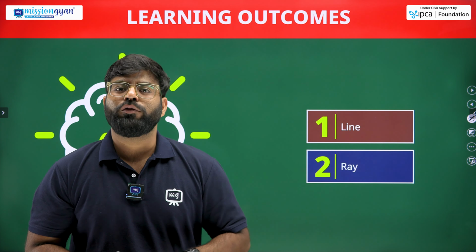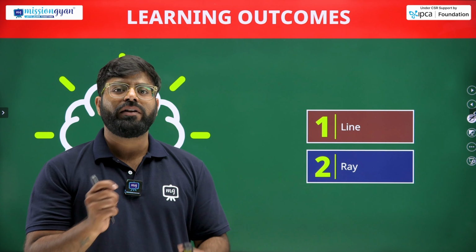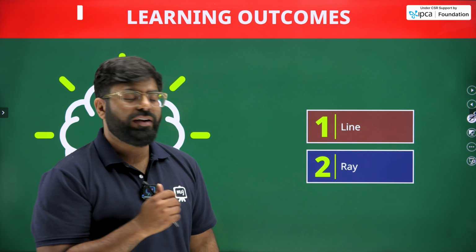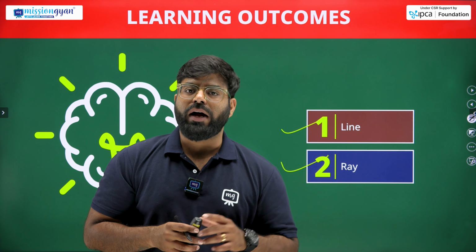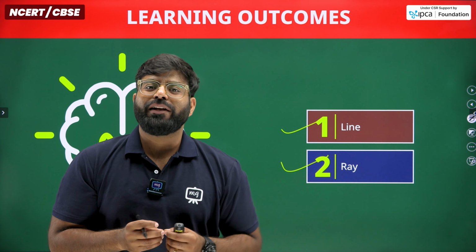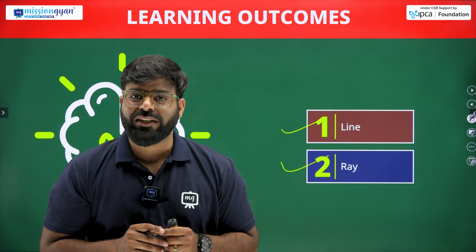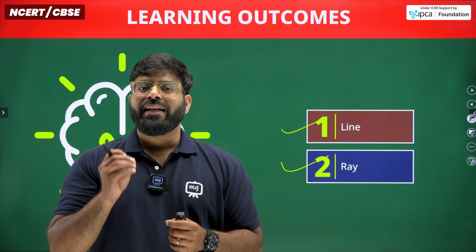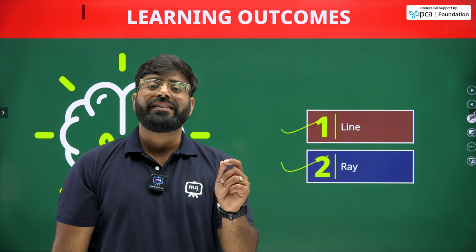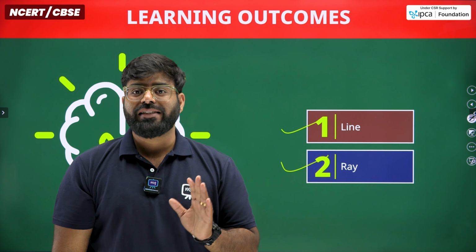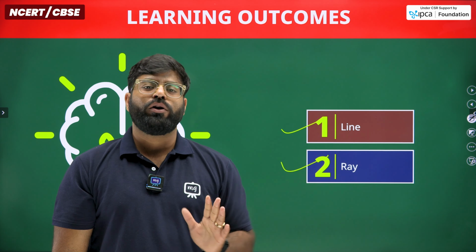If yes, let's move forward and give a quick revision about what we have learned today. We have learned about two things today, that is line and ray. So you will give a quick revision with me. What is a line? A line has no endpoints. That means it can be extended in both directions. A ray has one endpoint and it goes endlessly in the other direction. So a line has no endpoints and a ray has one endpoint. I hope you have understood.